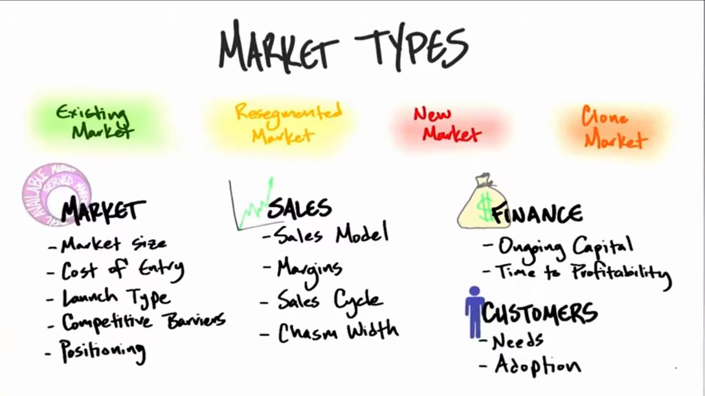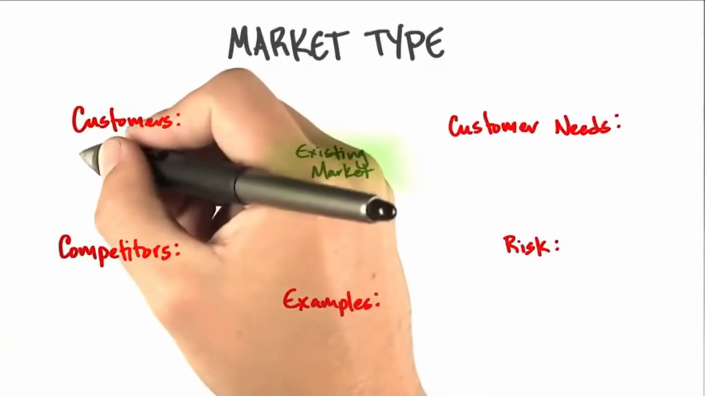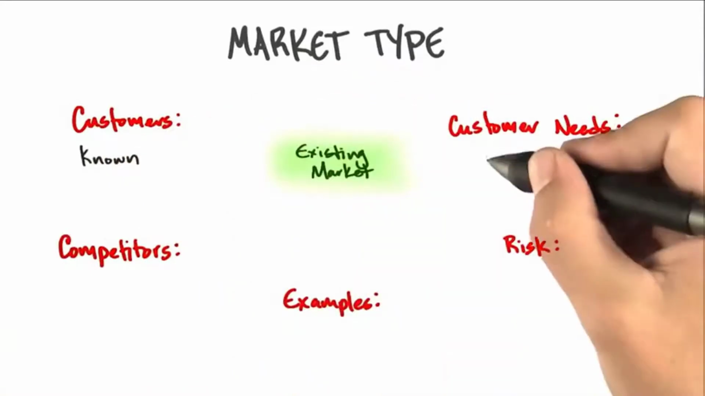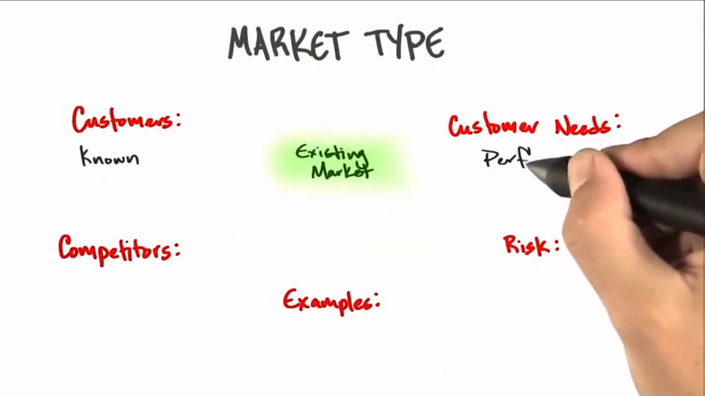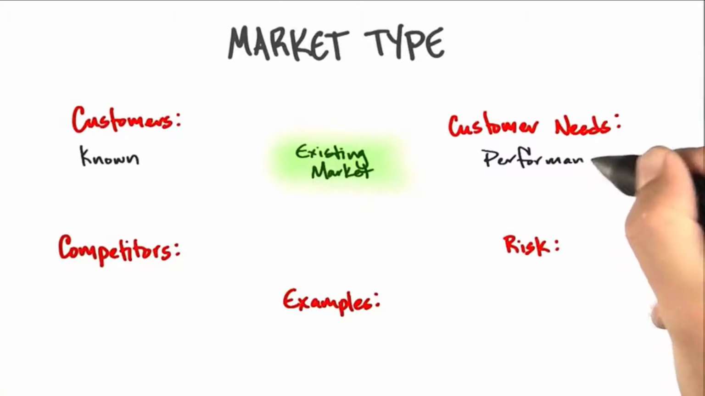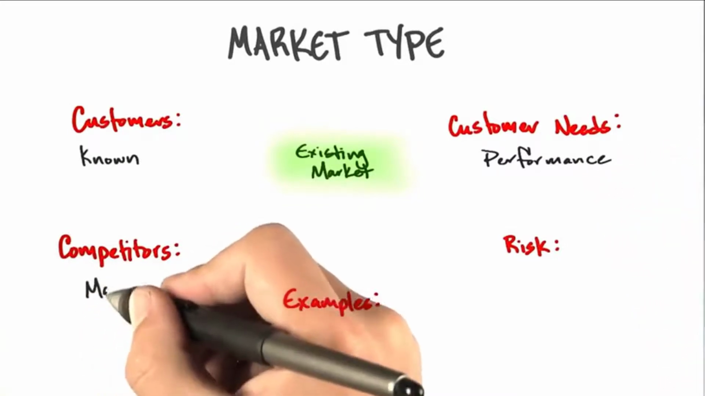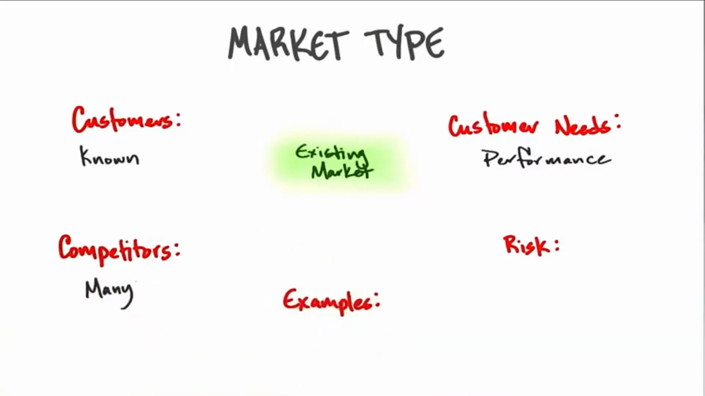So one of the things this looks like is just a checklist: market type seems to affect everything. What the heck can it be? So let's go a little further and define it. Existing market. Well, the customers, they're known. We know who they are. They exist. The customer needs, well, we could ask them, what do they really care about for gains and pains? They could tell us. Competitors, by definition, there are many.